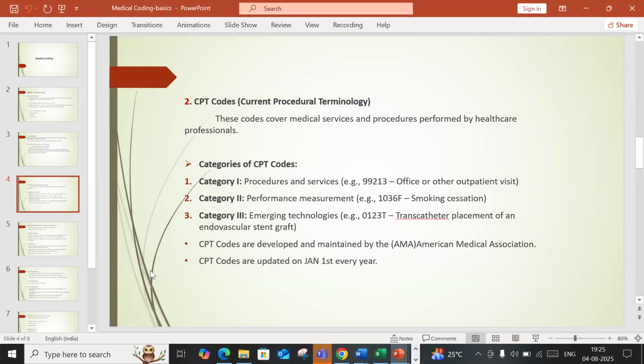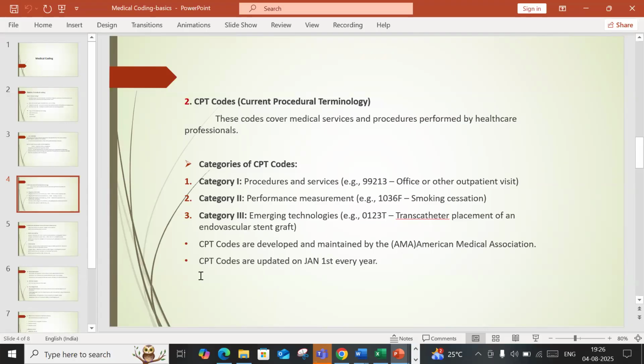And again, these CPT codes are developed and maintained by the AMA, that is, the American Medical Association. This is the organization maintaining this manual. These CPT codes are updated on January 1st every year. So the AMA is the organization that does the updates to the CPT manual.